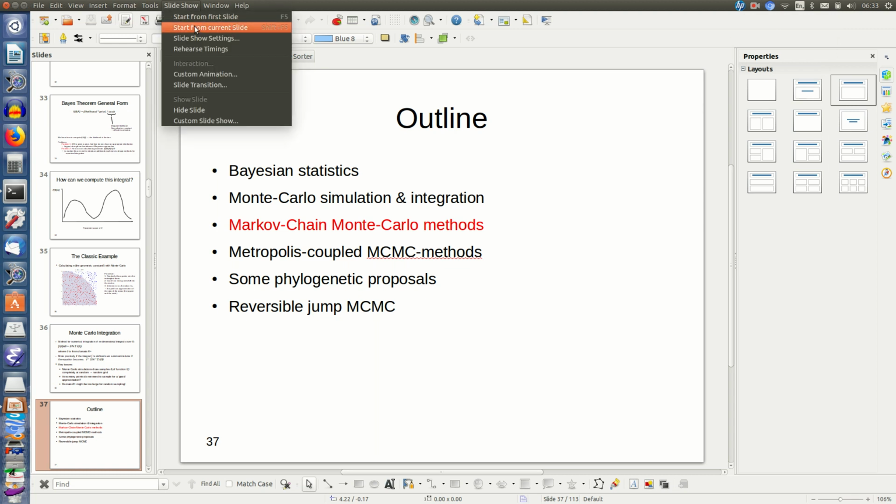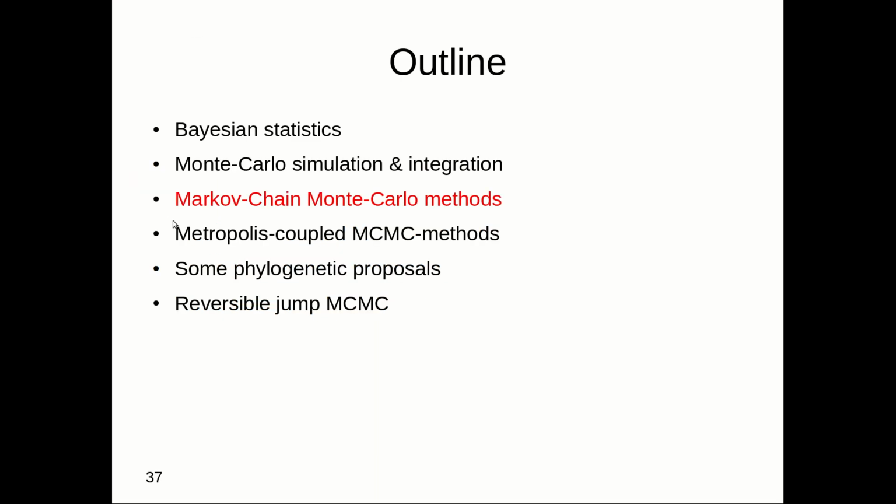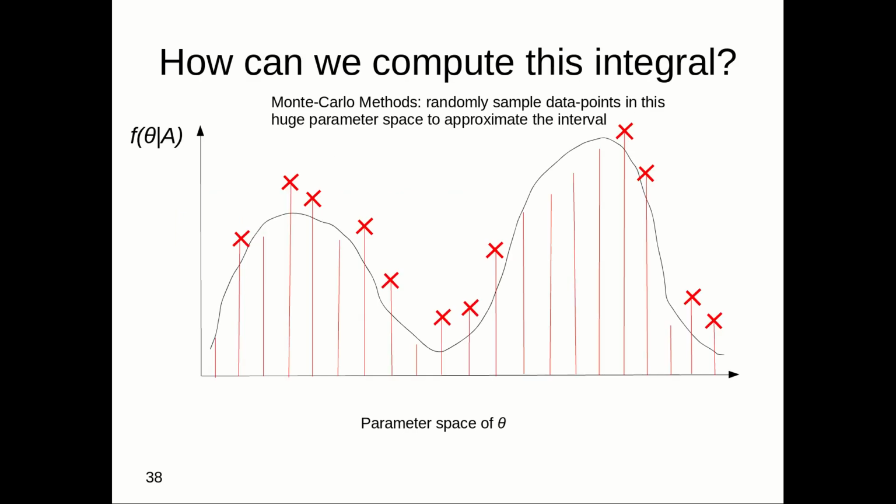All right, and now this is what takes us over to Markov chain Monte Carlo methods that do exactly that. They do a more targeted sampling than Monte Carlo methods that just do a complete random sampling. So the question here is, we have our parameter space theta on the x-axis, and what we want to approximate is the posterior probability distribution of all our parameters in theta given the alignment. What Monte Carlo methods do in very abstract terms is randomly sample points in this huge parameter space to approximate the integral.